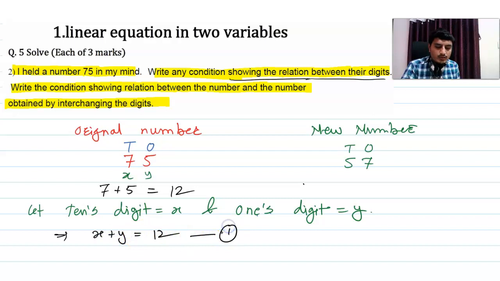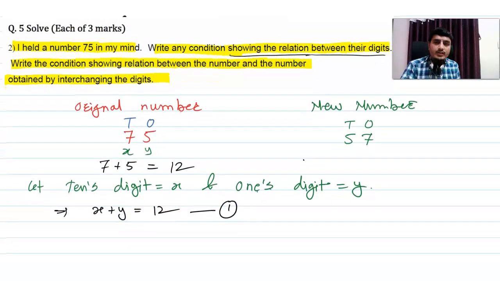Called it as equation number 1. Now once we assumed the two digit number is xy, we interchange the digits, we are getting the new number of the form yx. Again the same thing, 7 becomes x and 5 becomes y.